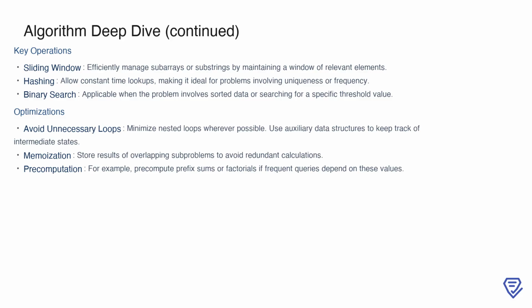To optimize your solutions, aim to minimize unnecessary loops, particularly nested ones. Auxiliary data structures can help track intermediate states more efficiently. Memoization is invaluable for storing results of overlapping subproblems, which avoids redundant calculations. Pre-computation is another useful strategy. For instance, calculating prefix sums or factorials in advance can significantly speed up queries. By combining these techniques, you can craft solutions that are both efficient and elegant.